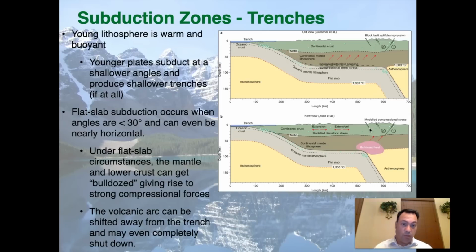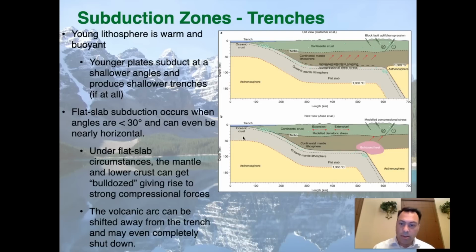So you can get mountains formed through flat slab subduction. You can also completely shut off the volcanic arc, because it turns out the volcanoes have to go through a series of stages. Effectively, it has to create blue schist, and then the blue schist has to convert to eclogite. We're going to talk about this in a moment.